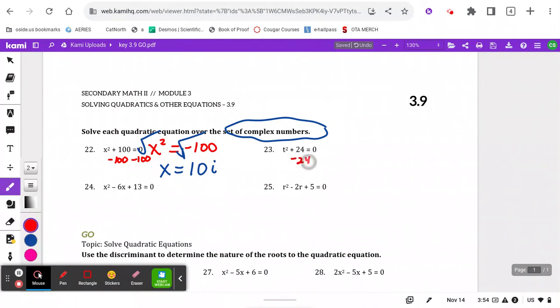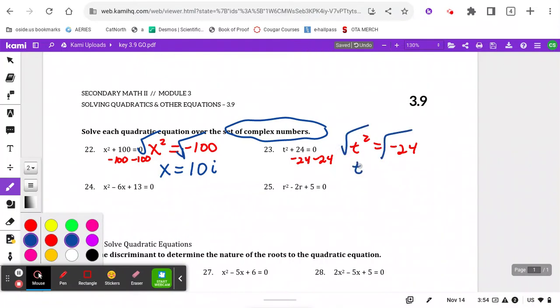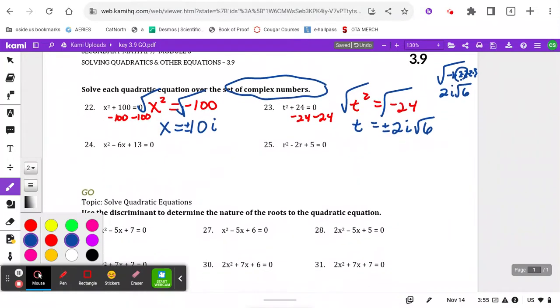Next one, let's do the same thing. We just subtract 24 from both sides and get t squared equals negative 24. I solve this by square rooting both sides, and I break down the 24 into 6 and 4, or 2 and 2 and 2 and 3. A 2 comes out, an i comes out, a 6 stays in. So my final answer is 2i root 6. How'd you do? And by the way, we talked in class about how this is two imaginary roots with the plus or minus.